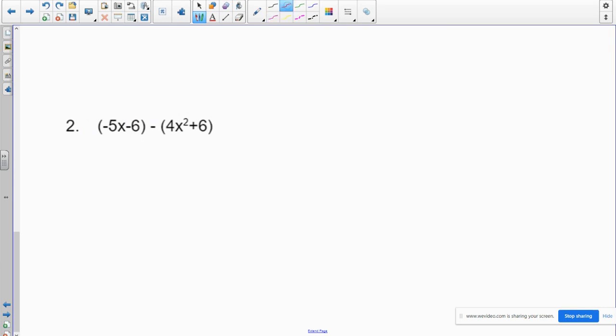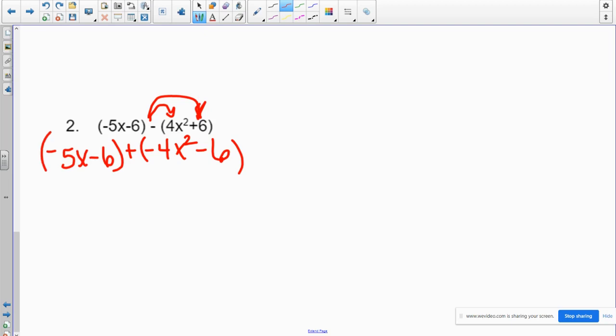Last example. Again, let's distribute first this time. So we're going to distribute this. So if I rewrite that, it's going to be negative 4x squared minus 6. In that second parenthesis, we're going to add. Okay, and let's do it horizontally since I have it kind of set up that way. So negative 5x plus, and there's nothing to add it to, so that's going to be negative 5x. We have negative 6 plus a negative 6, which makes negative 12.